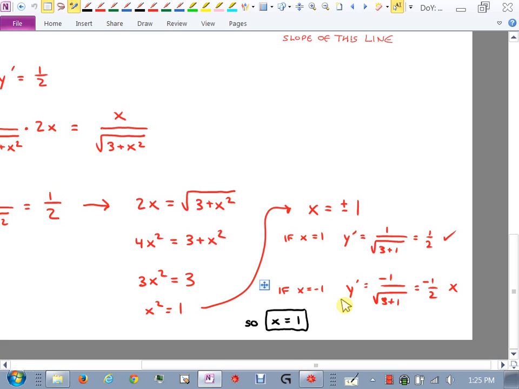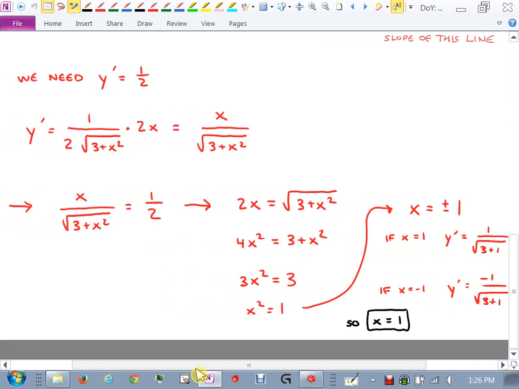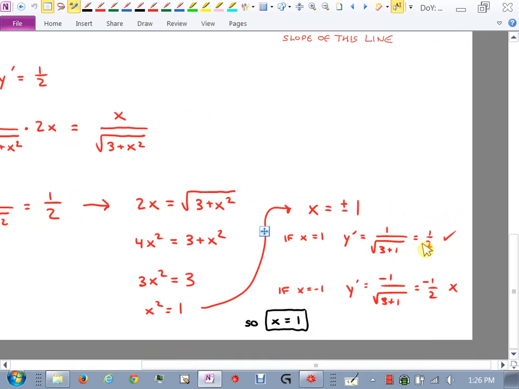When I try and plug 1 in to the original equation, which is this equation, right, the one I'm trying to solve, when I plug 1 in for x, it works. But when I plug -1 in, it does not work. So I chunked the -1, and that means x equals 1 is the only possible answer. So if I go back to this curve, and I go to x equals 1 right here, the slope of that tangent line is the same as the slope of this line.